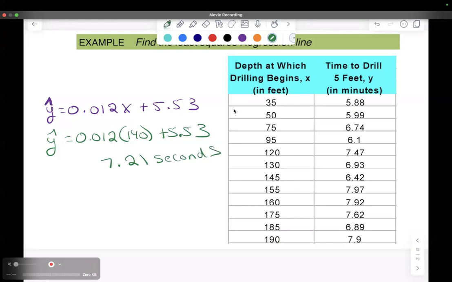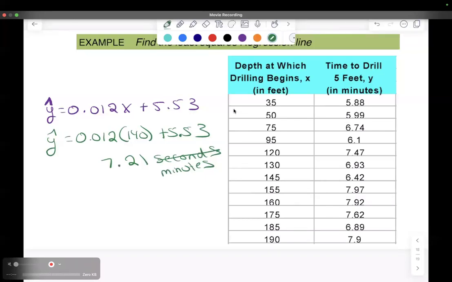And so I don't know how accurate it would be. It would be fairly accurate. At least we could have a ballpark. We'd say, okay, it's going to take about 7.25 seconds to drill that far, or minutes. That's just minutes, not seconds. So we could expect it to take about 7.25 minutes, and it would be fairly accurate.